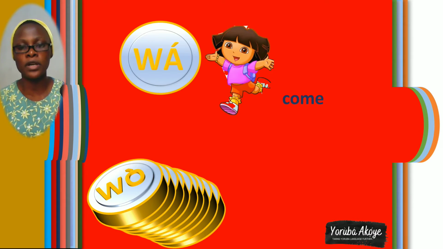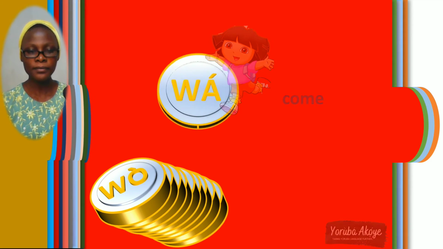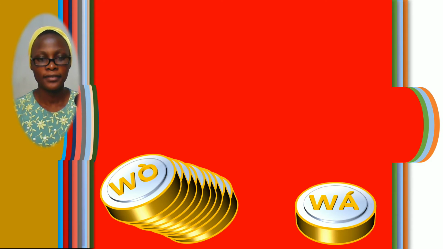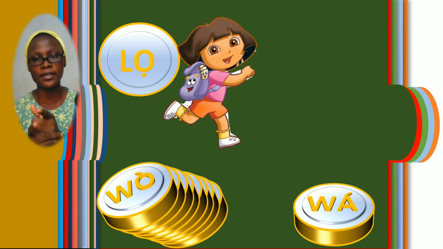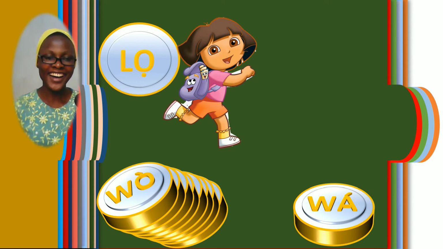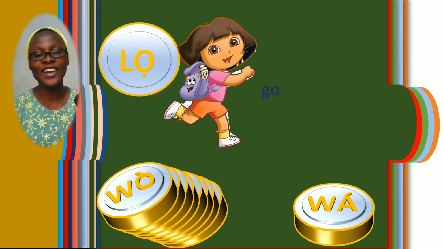All right, so let's move on to the next one. Okay, so the next one is this. What tone is on this word? What letter is the first letter? How is the second letter pronounced? Then pronounce it. So you should be able to pronounce this word. Okay, so this is lo. Let me give you a clue. All right, so this is a clue for you. What is the little girl doing? All right, so lo is go. Lo is go.